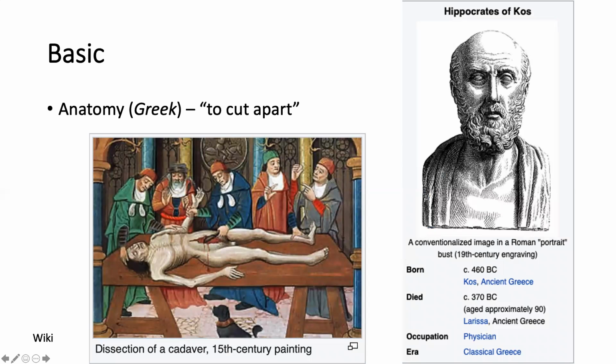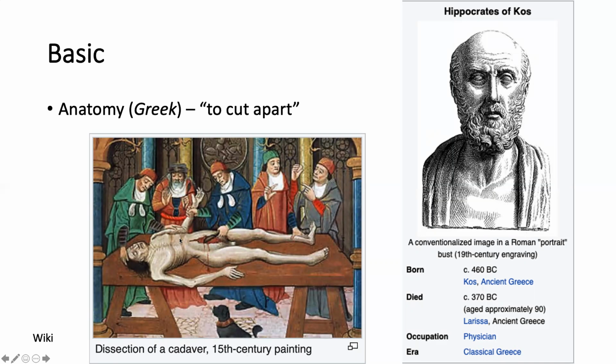So let's start with the anatomy. It starts from a very ancient stage. This is the dissection of a cadaver in a 15th century painting. Look at the way they tried to study the human body.